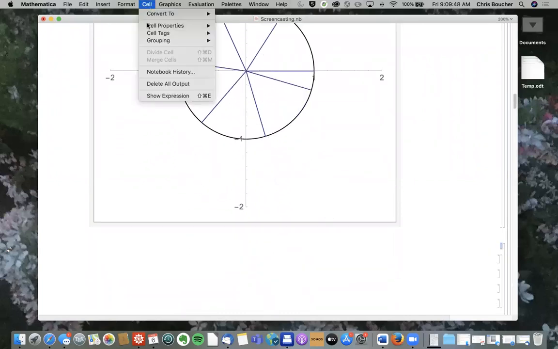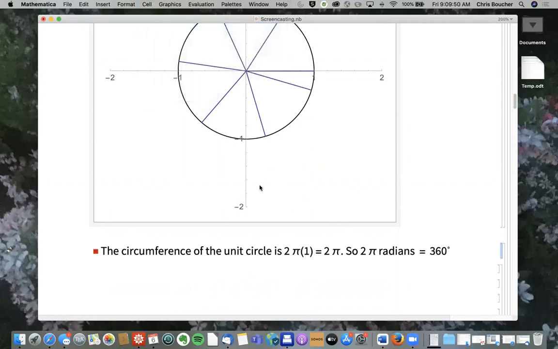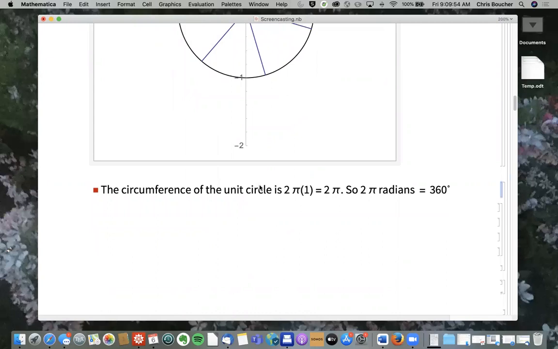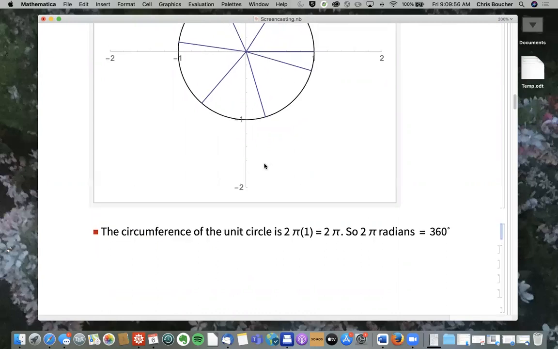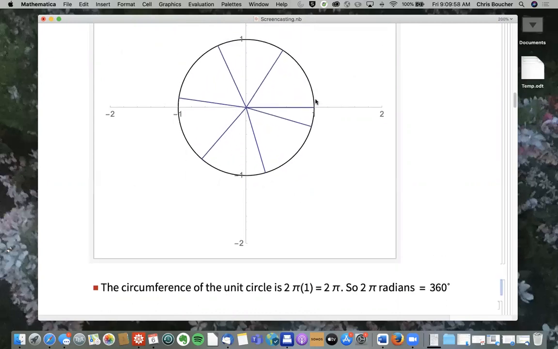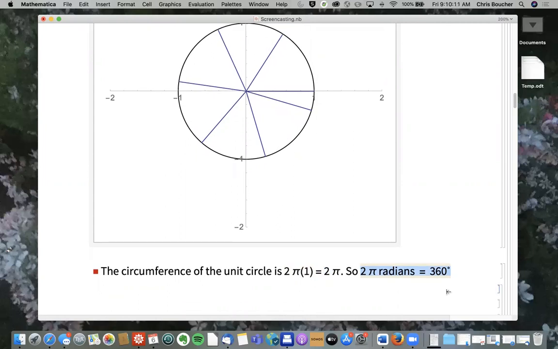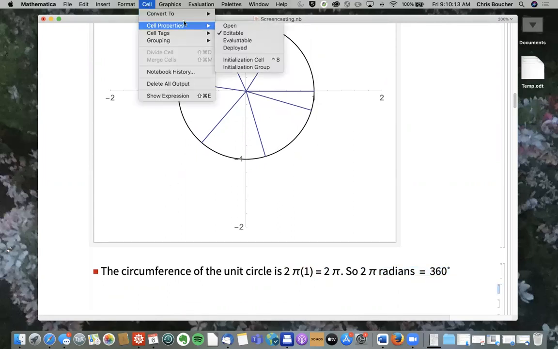Let's talk a little bit about going back and forth between these two ways of measuring angles. The key to this, again, is the entire unit circle is 2 pi in length. So 1 complete rotation is just 2 pi radians. But we know 1 complete rotation is 360 degrees. And so this gives us a bridge from degrees to radians. 2 pi radians is equal to 360 degrees.